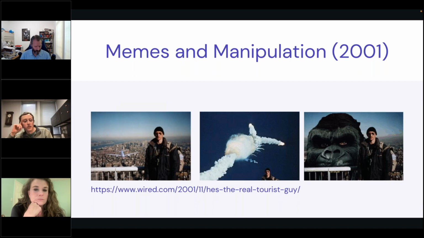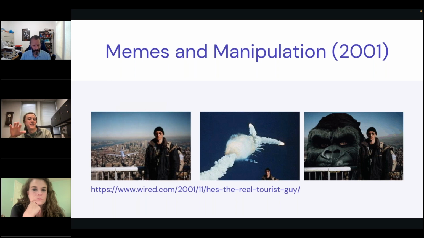I think the best early example of this phenomenon is this photograph on the left, the so-called 9/11 tourist guy photo. And maybe you've seen this before. This is an incredibly popular, early viral image that's circulated on the internet. You can see the original image on the left. There is this man. He appears to be standing on the top of a skyscraper, and there is a plane barreling at him from behind, and he is not aware of what's going on here.